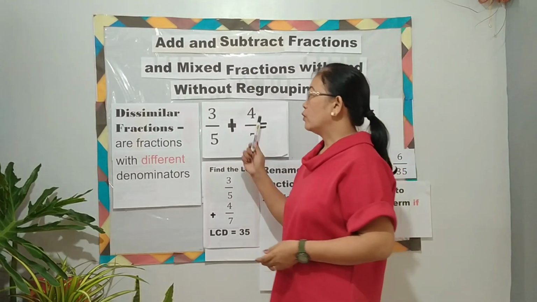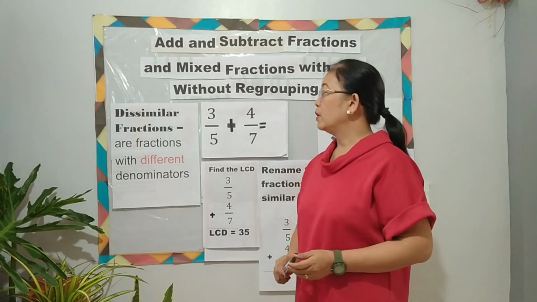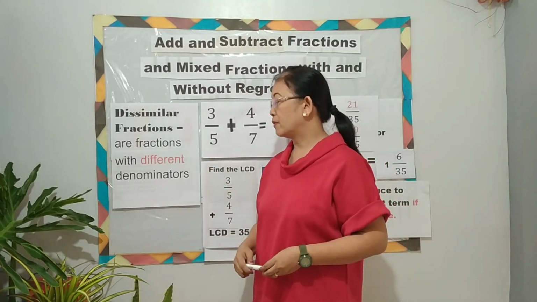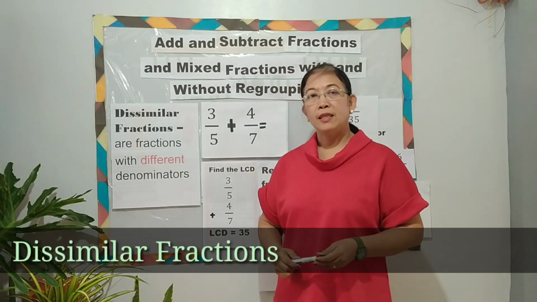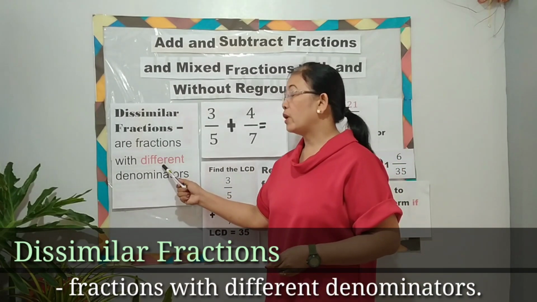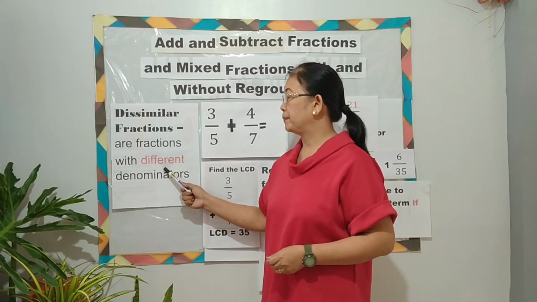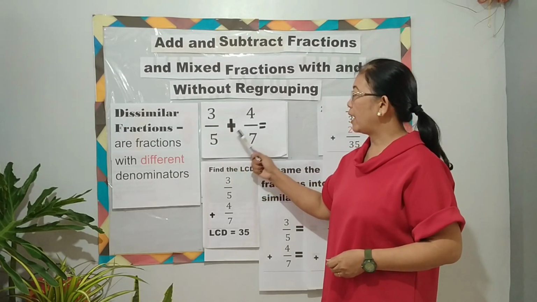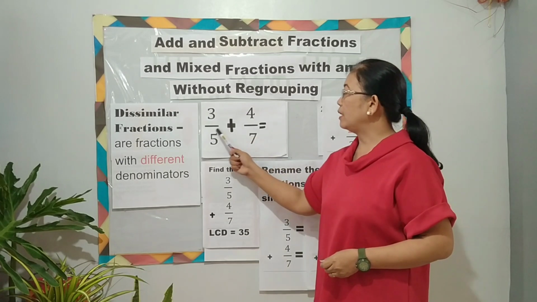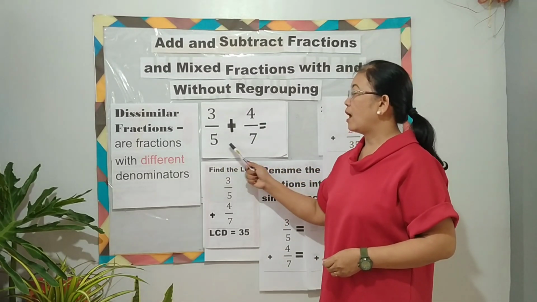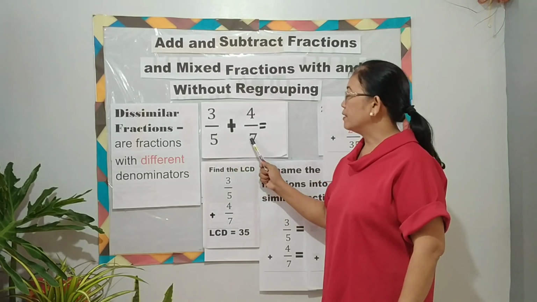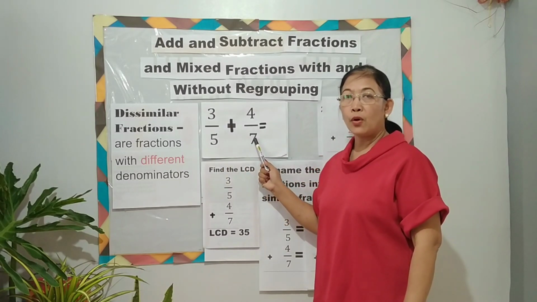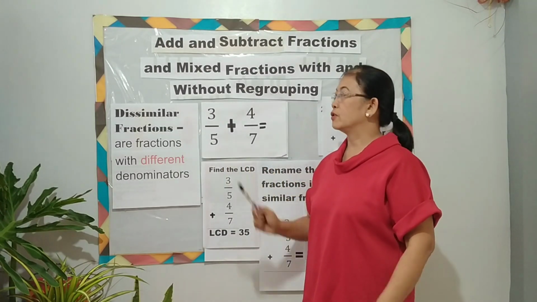Okay, before we go through the process, I'm going to review what dissimilar fractions are all about. Simply, dissimilar fractions are fractions with different denominators. If you look at the example here, 3/5 and 4/7, the denominators of these fractions are 5 and 7. So 5 and 7 are different numbers. So these are examples of dissimilar fractions.